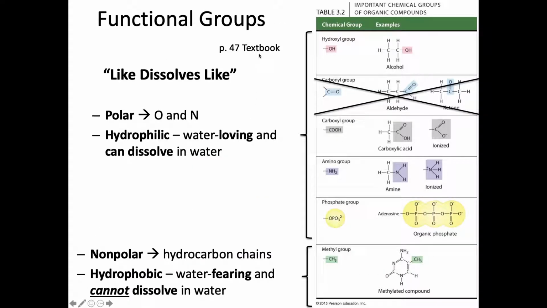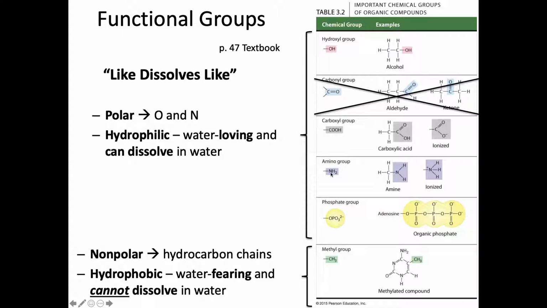On page 47 of your textbook, you have a chart that is a list of chemical groups. These chemical groups are specifically called functional groups because they will make the compound reactive. It'll determine how the compound will behave, or what properties it will have. And then all of these right here are polar. So these are polar functional groups because they have the oxygen or the nitrogen.